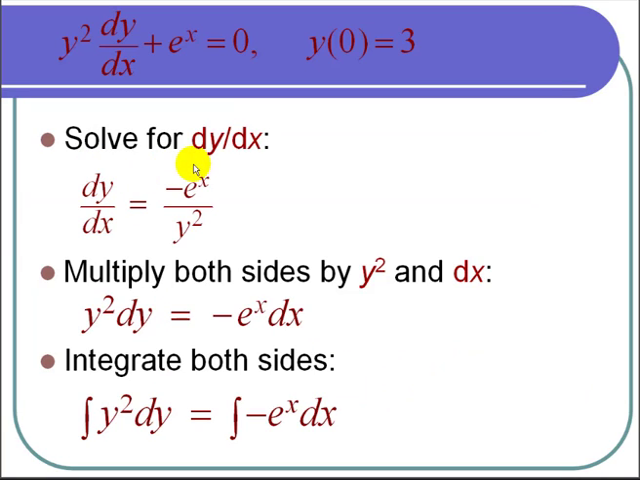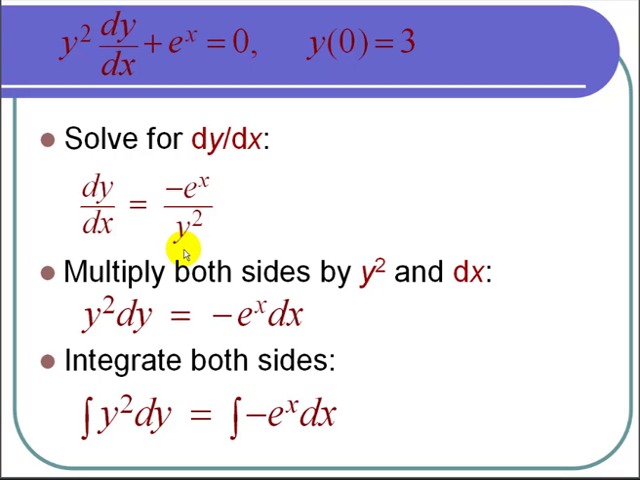So first we're going to solve for dy/dx, which means we're going to have to subtract the e to the x, and we're going to divide by y squared. And when we do that, we get dy/dx is equal to negative e to the x divided by y squared. After we do that, what we're going to do is what's called separate the variables.